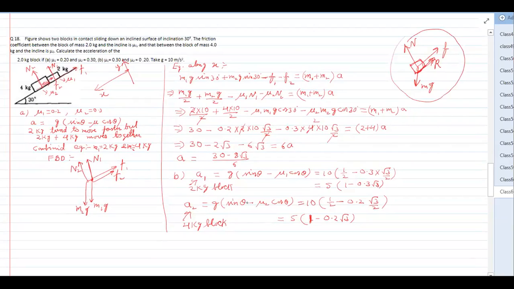So that was for the first part only. In the first part, we have the reaction force also. In the second part, no need to write the reaction force. The two objects are separate, so they will move separately.